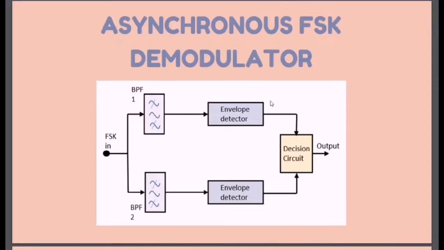So for the asynchronous FSK detector, the block diagram consists of two band pass filters, two envelope detectors, and a decision circuit. Following is the diagrammatic representation.